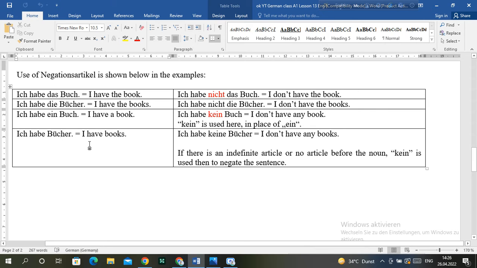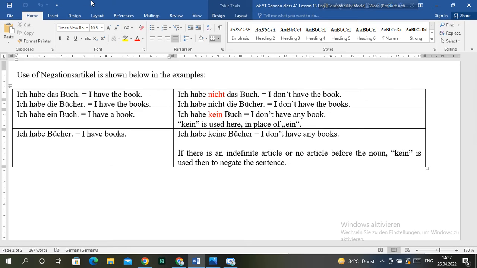And if the noun has no article before it, and if we want to negate a sentence with such a noun that doesn't have any article before it, then we have to take also the Negationsartikel. As for example, ich habe Bücher, I have books, and the negative sentence is ich habe keine Bücher. If the noun has a definite article, bestimmte article, before it, and if we want to negate a sentence with such a noun, then we have to take nicht.